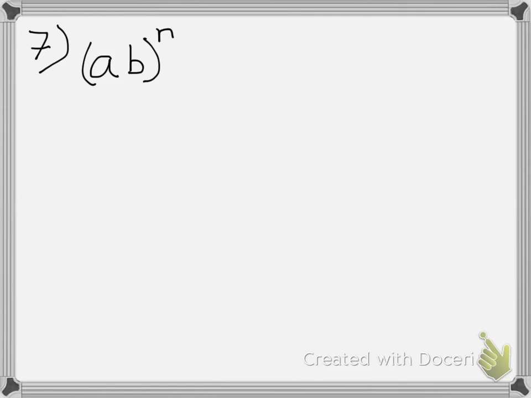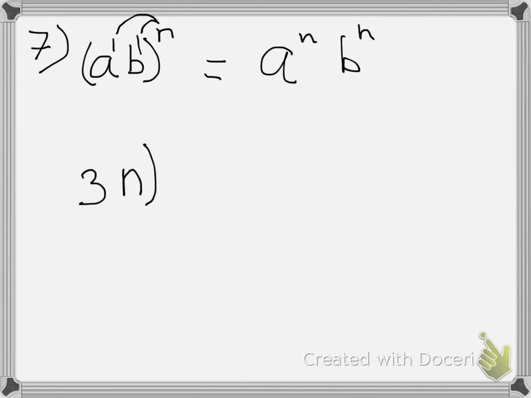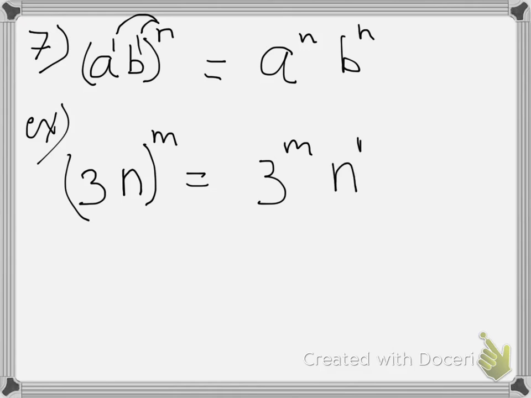AB raised to the n power. Well, what we can do is we can think about a and b being raised to the first power and then distributing the n on that. That becomes a to the n, b to the n. So let's say I had 3 times n, and that was raised to the m power. Nice little example here. Well, that becomes 3 to the m times n to the m power.